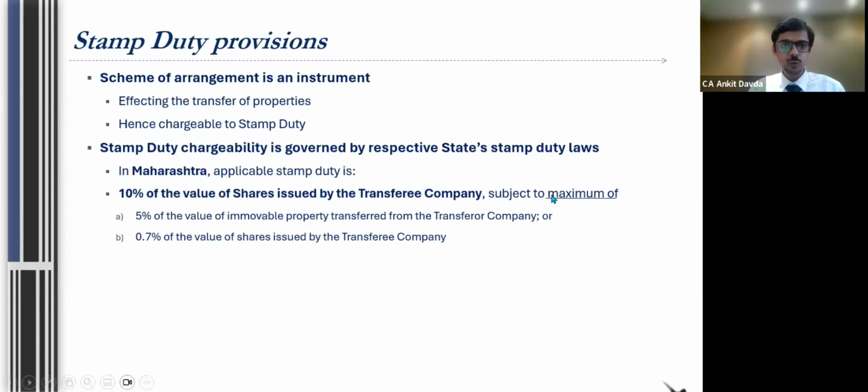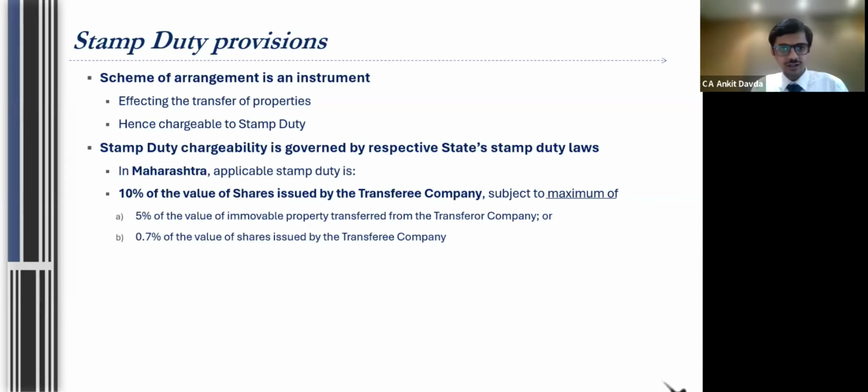However, this is subject to a maximum of two provisions, A and B. It says that it is subject to 5% of the value of immovable property transferred from the transferor company. Say for example, there is an immovable property worth 1 crore in the transferor company. So 5% of that would be 5 lakh rupees only. So this 10% is subject to 5% of the value of immovable property which is getting transferred from the transferor company to the transferee company, or 0.7% of the value of shares issued by the transferee company.